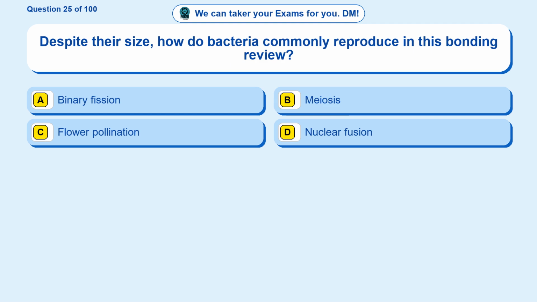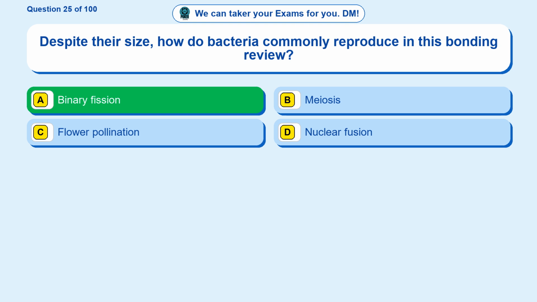Question 25. Despite their size, how do bacteria commonly reproduce in this bonding review? Option A, binary fission. Option B, meiosis. Option C, flower pollination. Option D, nuclear fusion. The correct answer is option A.